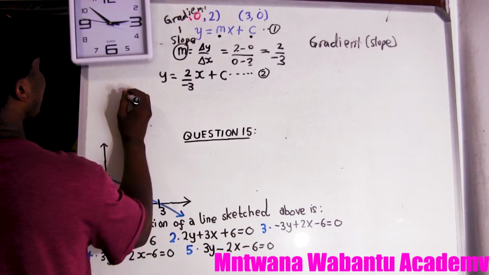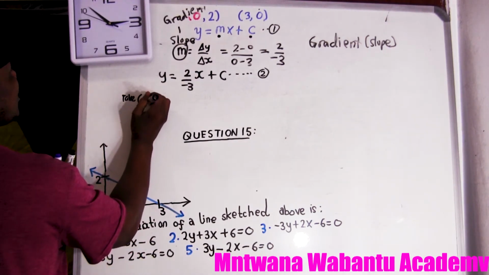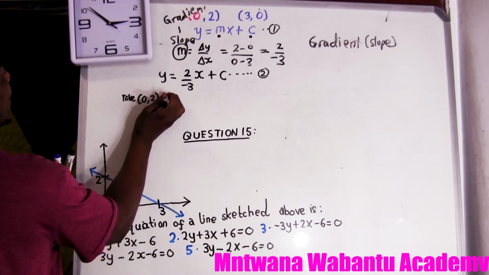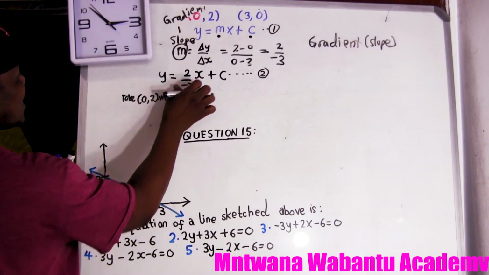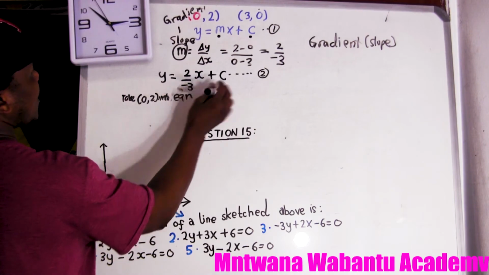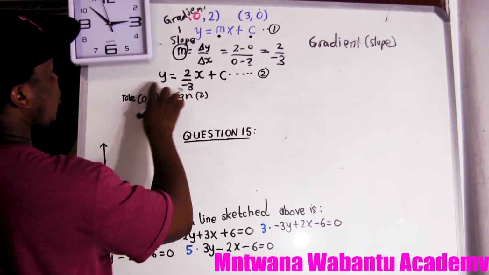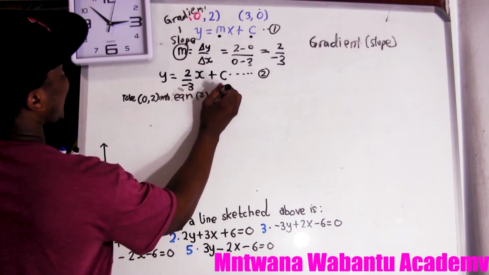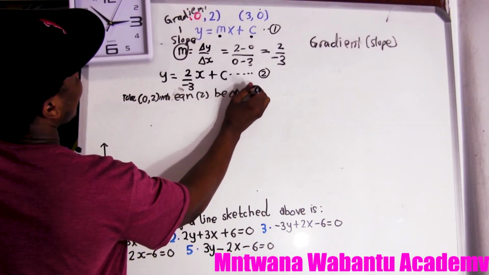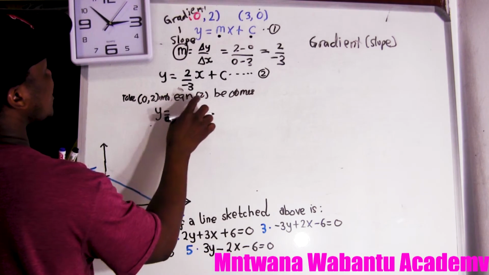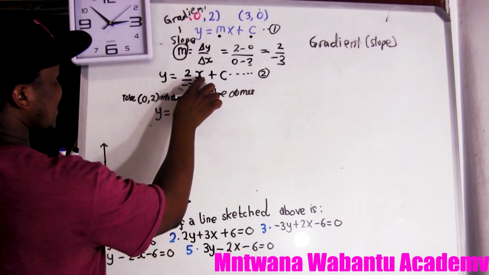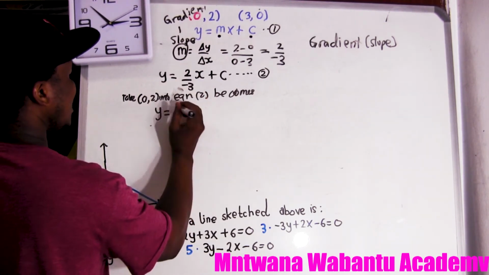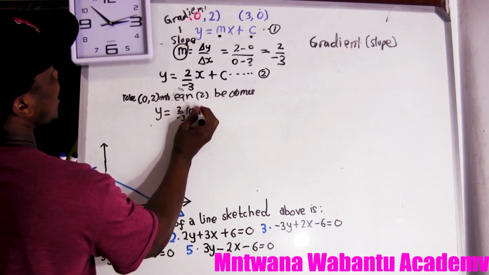So I'll take 0 and 2 into this equation. You can say into equation 2 for this case. So equation 2 becomes y equals, because x equals 0, 0 times 2 over 3, everything is going to be 0. It's like y equals 2 over negative 3 times 0 plus c.